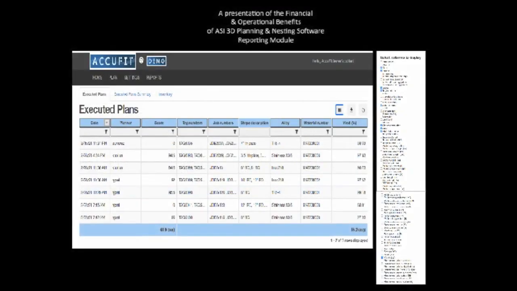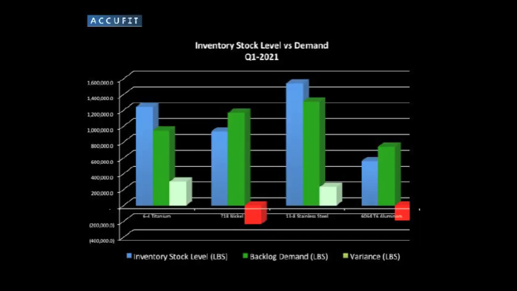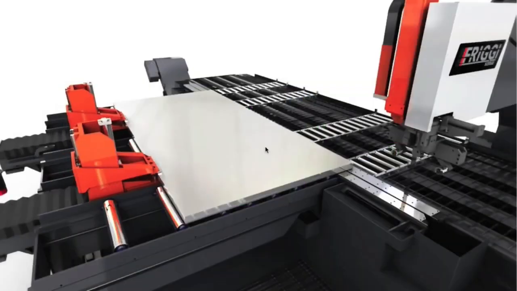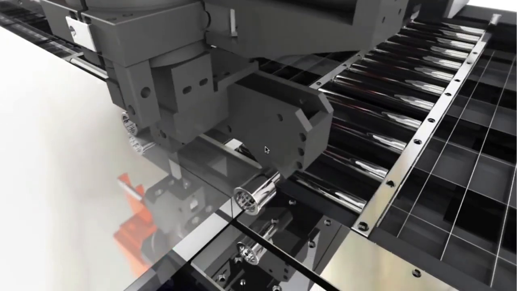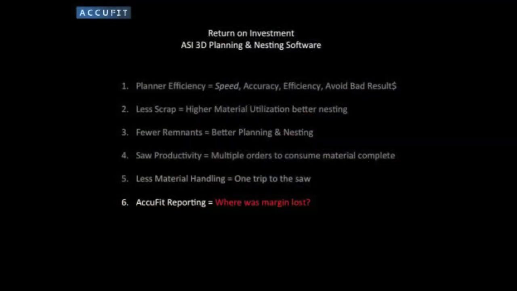AccuFit Solutions reporting is designed to drive continuous improvement and corrective action. Policies can be written to restrict low-scoring cutting plans from being issued to production. Inventory stocking levels can be increased on alloy types and sizes that match the demand on the backlog, and stocking levels can be reduced where demand is decreasing. The choice of saws can be analyzed to determine if the higher cost saws save enough cutting time to offset their higher cost of operation. AccuFit Solutions answers the question, where and why was my margin lost?